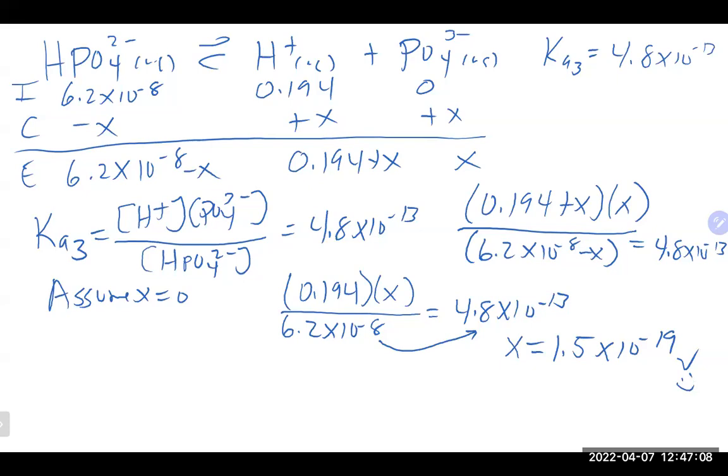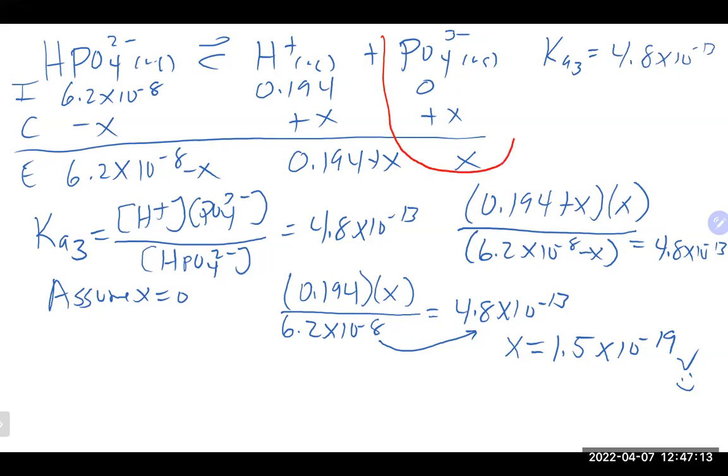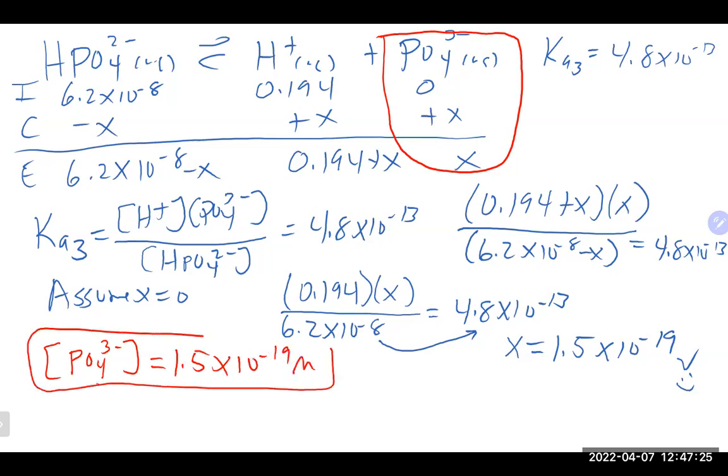As we can see from this particular table, that is going to be our concentration here of phosphate, which is what we're looking for. So the concentration of phosphate is 1.5 times 10 to the minus 19 molar. Just like we saw in the previous table, if I take that 1.5 times 10 to the minus 19 and put it in here, I am still going to end up at 0.194. And if I put it into here, I will still end up at 6.2 times 10 to the minus 8. Any questions on any of that there?